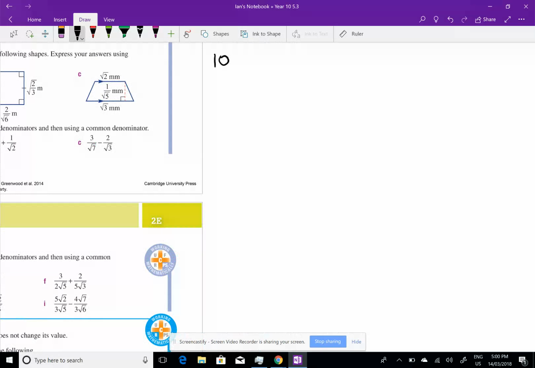So here's 10c, and I've got 3 on root 7 minus 2 on root 3. Now you can see I've left a big gap because I need to rationalise both these fractions so I can get a common denominator. So when I rationalise, I look at the bottom and I go, well, that's root 7, and I'll get root 7 there. And when I rationalise this one, I'm going to go root 3 and root 3.